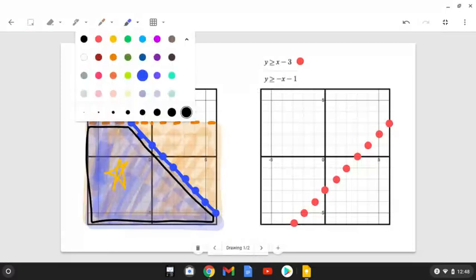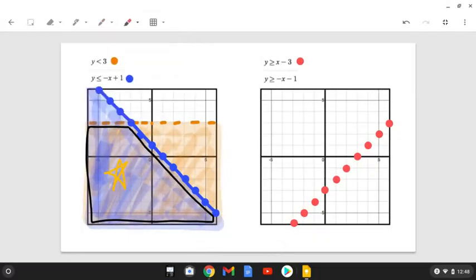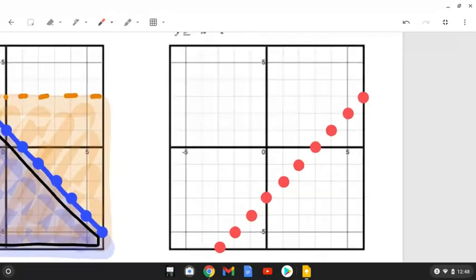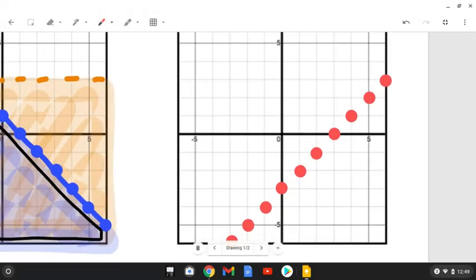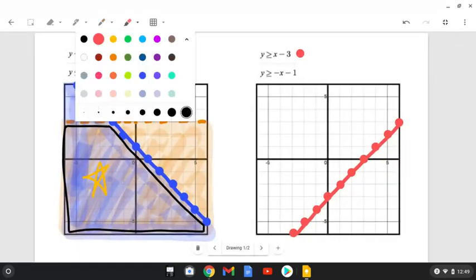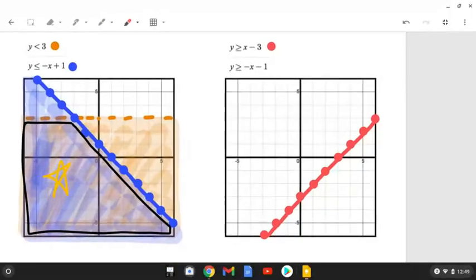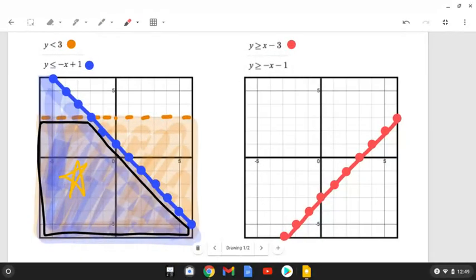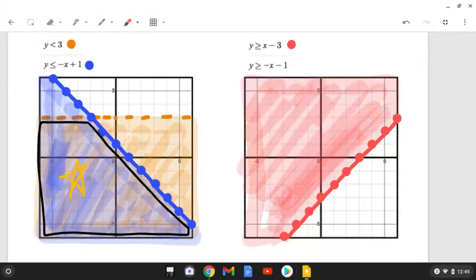Well, we're greater than or equal to, so you know that this is going to be a solid line that I will draw at some point. There we go. Solid line. And also, because we're greater than or equal to, we're going to shade above it. So I've got all of this space above my boundary line to shade for that first inequality.